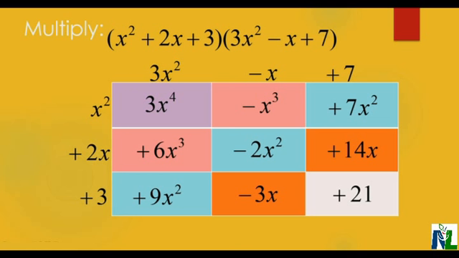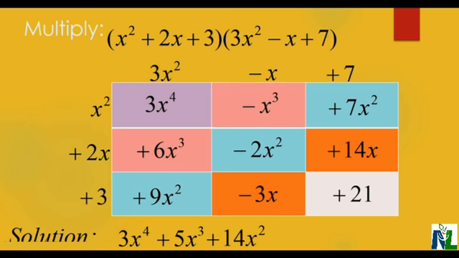Once again, if you look at the color coding on the table, the 2 pink terms are like terms, the 3 light blue are like terms, and the 2 orange. Putting it all together, our solution then becomes 3x to the power of 4, adding the 2 pink terms, positive 5x cubed, the 3 light blue, positive 14x squared, the orange, positive 11x, and finally, positive 21.